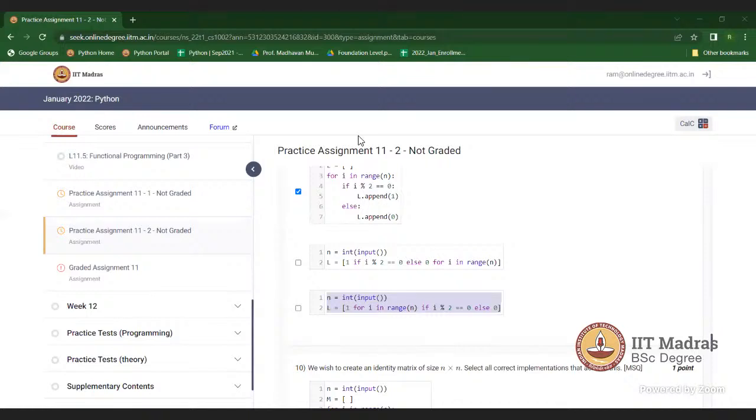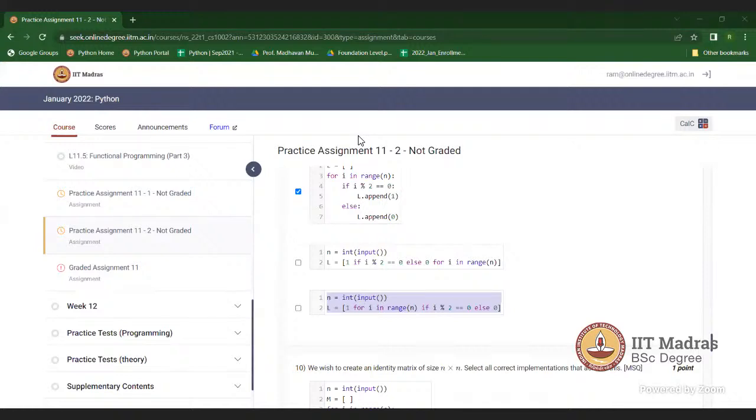I hope you got my point. The first option is the condition on the element of the list. The second one is the condition on i. Sir, I can't understand the second one. Okay, that part I'll explain.